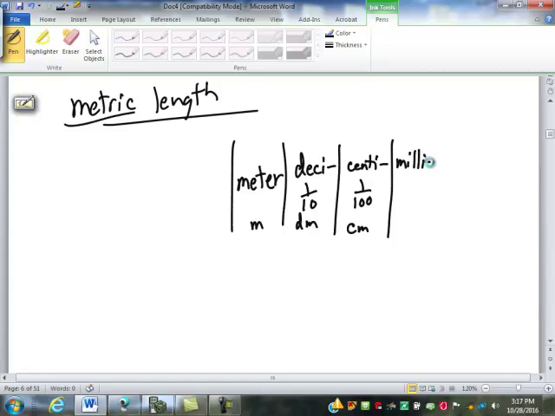The prefix milli meant 1/1000th. So mm is a millimeter, or 1,000th of a meter. Now you can see they went every 10 there: tenths, hundredths, thousandths. They didn't do 10,000ths, 100,000ths. From thousandths, they skipped to millionths.